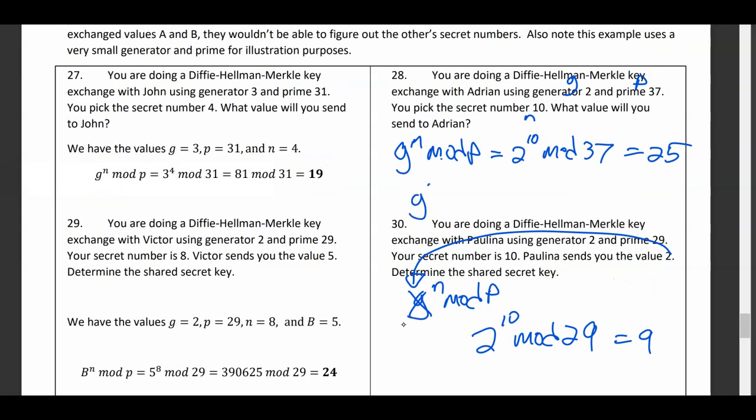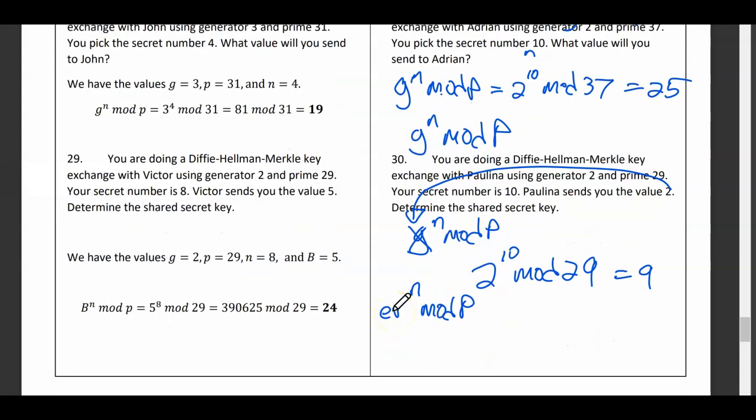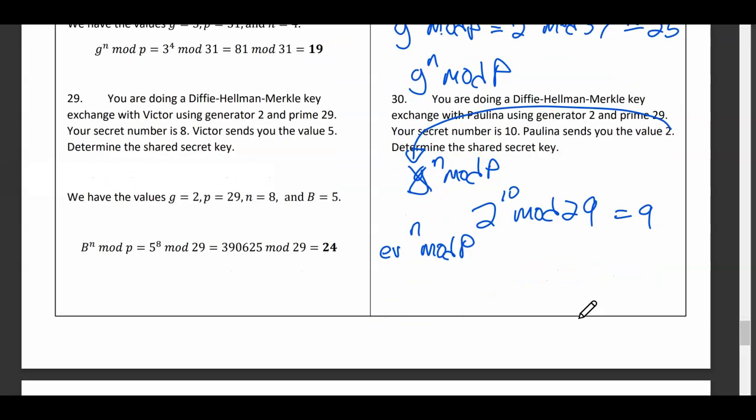So it's G to the N mod P for going forwards, and exchange value to the N mod P going back. These are the exchange values, and what's the secret shared key. These are your formulas. And this is all just to get a shared key that you would then use as the basis of encryption. This isn't an encryption method. This is just to get a shared key. It's like the spark for the encryption method.